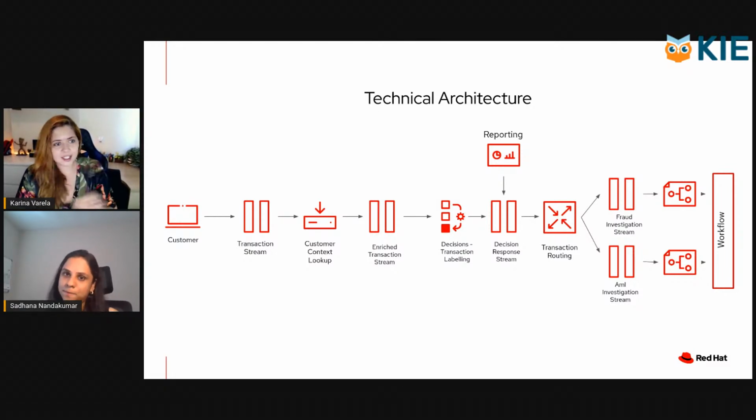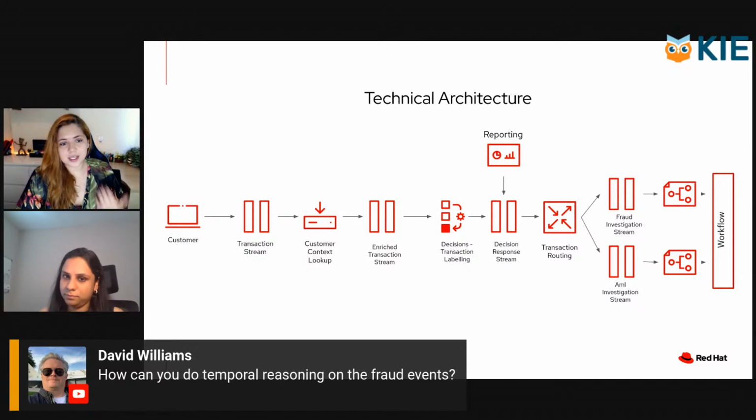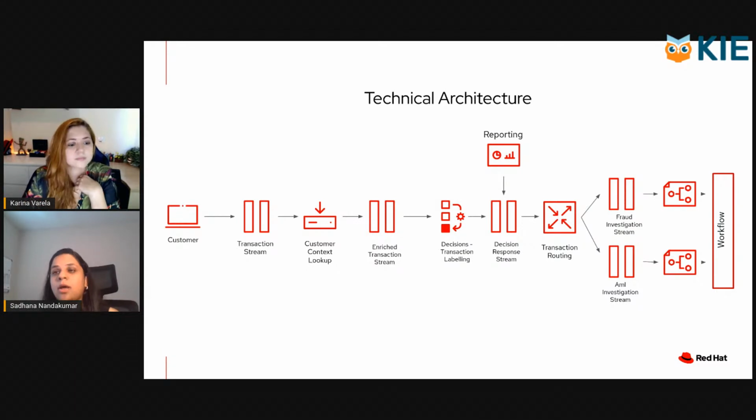So in this demo, are you doing any temporal reasoning on the fraud events? The temporal reasoning is not done in the decisioning layer. Great question, and that's something that will be a future addition to the demo. For now, the historical context is loaded from a database via a cache. We are also using that historical data for our ML models, so that your ML model predicts based on the customer context and the past historical transaction data. But reasoning over the stream is something that I would like to add to this demo in the future.